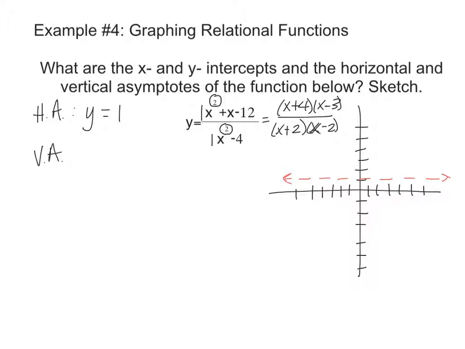Okay, so when you find vertical asymptotes, we have to check. We factored, and there are no common factors between the numerator and the denominator. So our vertical asymptotes are found by setting the denominator equal to 0. So our vertical asymptotes are going to be x equals plus and minus 2. So here's -2, and there's +2.